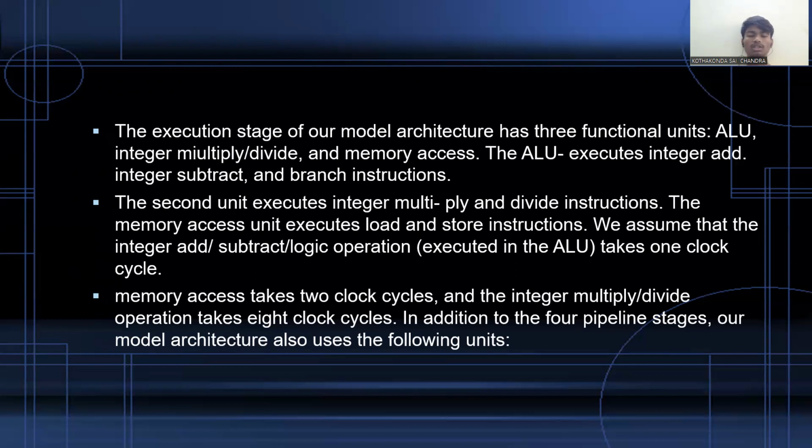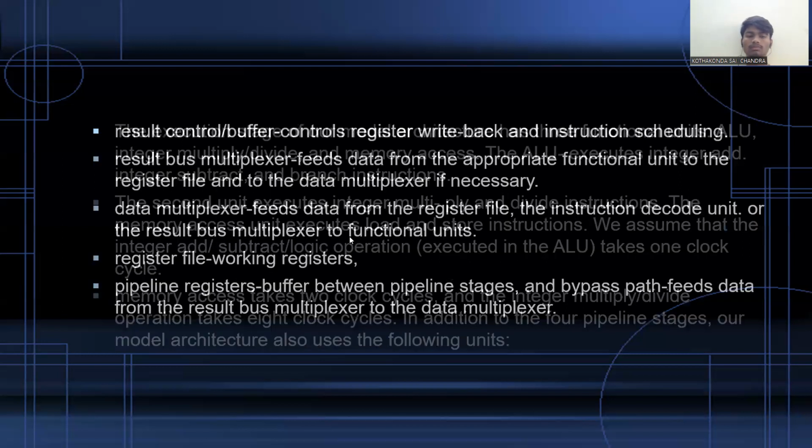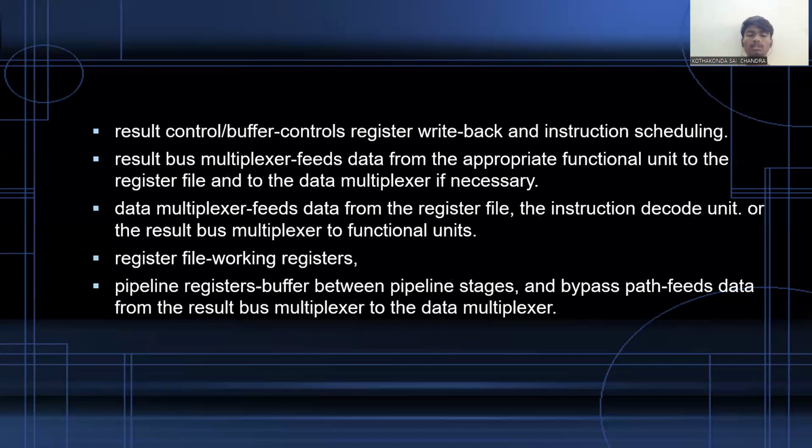We assume that the instructions add, subtract, and logic operations executed in the ALU take one clock cycle. Memory access takes two clock cycles, and the integer multiply and divide operation takes 8 clock cycles. In addition to the four pipeline stages, our model architecture uses the following units: register control, buffer control, register write back and instruction scheduling.